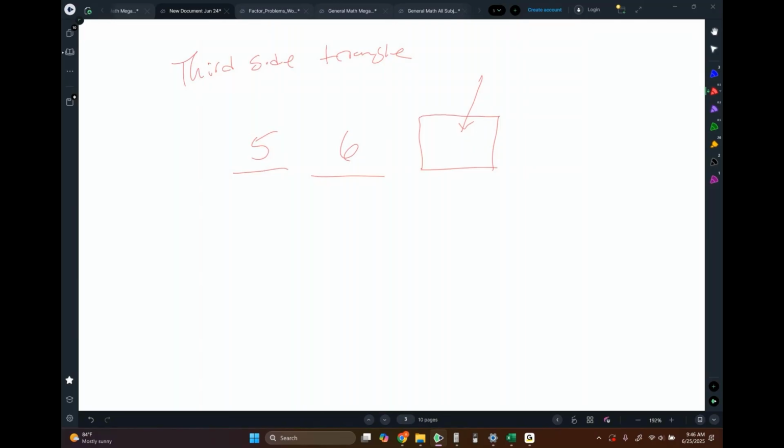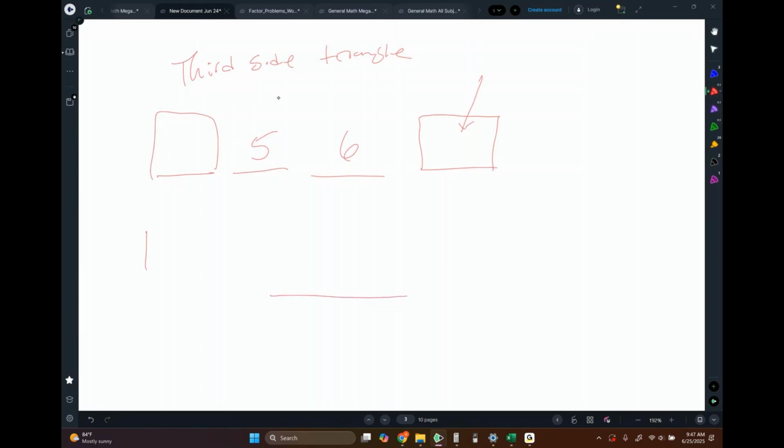The first time I do this, I want you to visualize it. So let's just say the third side is the smallest side. Could the smallest side be 1? If they're whole numbers, could it be 1? No. There's a very logical reason why it can't be 1. Who can explain why it can't be 1? Because 1 plus 5 equals 6, and that means it's literally just a straight line.